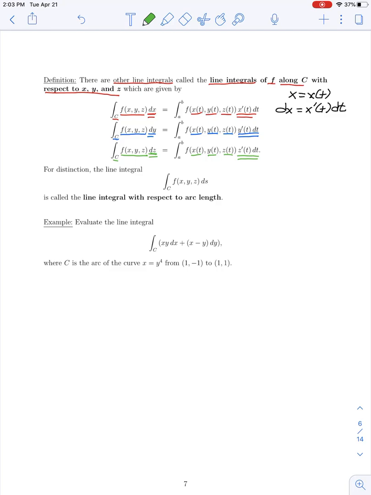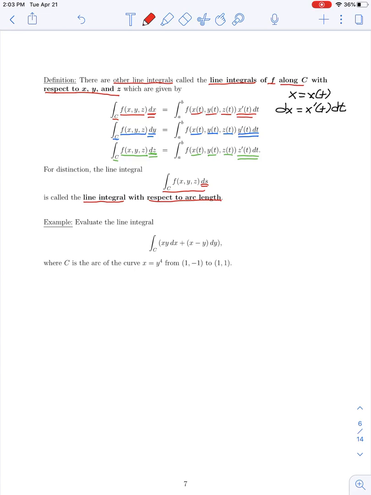So the line integral that we had initially defined in the first part of this section, where we have a ds, is referred to as the line integral with respect to arc length. We would say that for distinction from the line integral of our function with respect to x, y, or z. So let's look at an example of evaluating a line integral of a function with respect to these other variables.